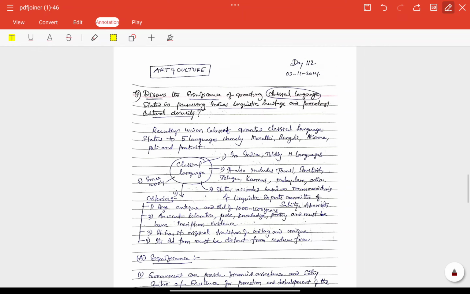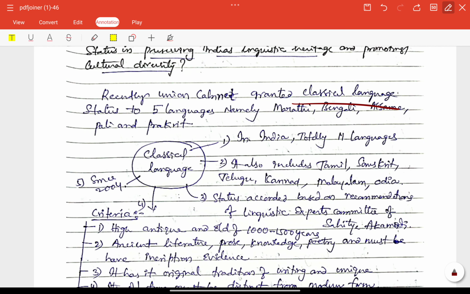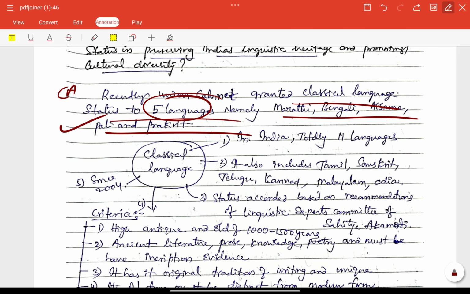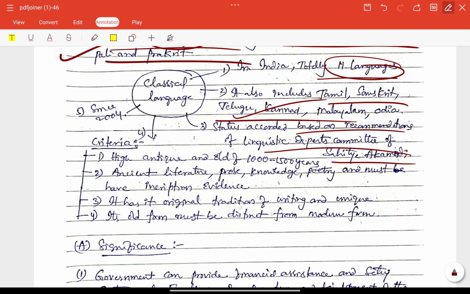Let's check today's answer written by Vidyasagar. Recently, the Union Cabinet granted classical language status to 5 languages, namely Marathi, Bengali. Absolutely right here, a current affairs introduction. Very good. Next, coming to the background part: classical languages in India, totally 11 languages, also include Tamil, Sanskrit, Telugu, Kannada, etc. These were written here based on the recommendations of the Linguistic Experts Committee of Sahitya Akademi. The criteria he has also included here, right?